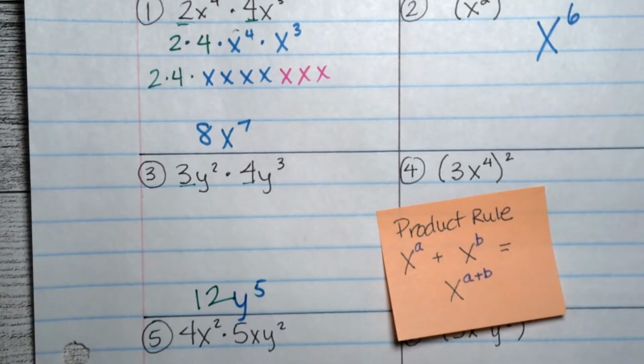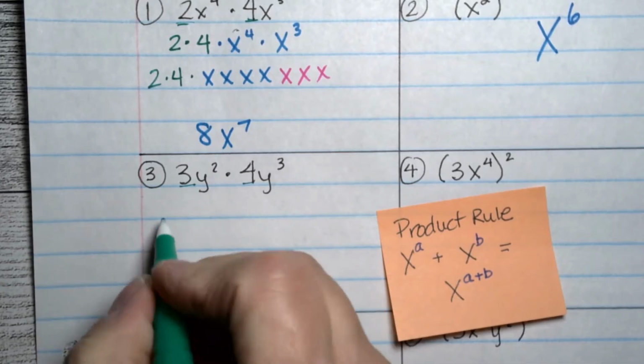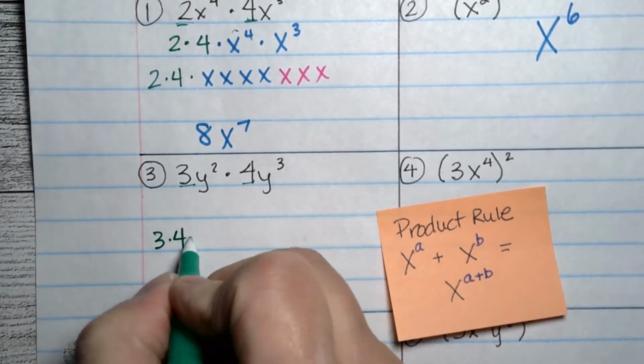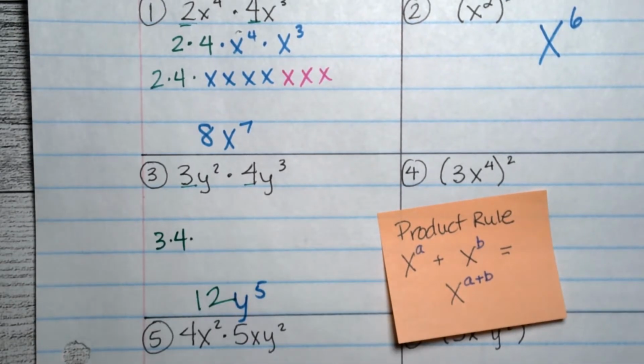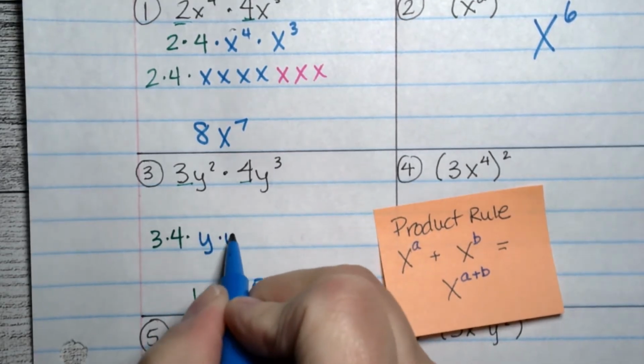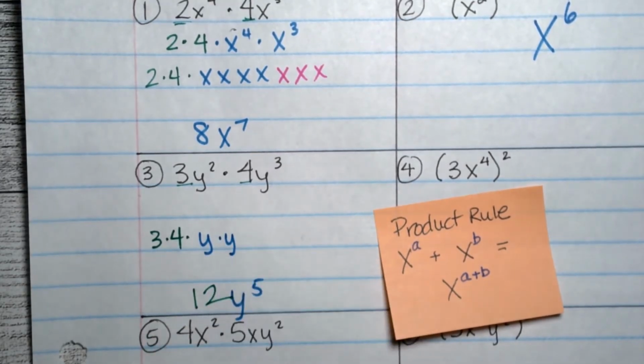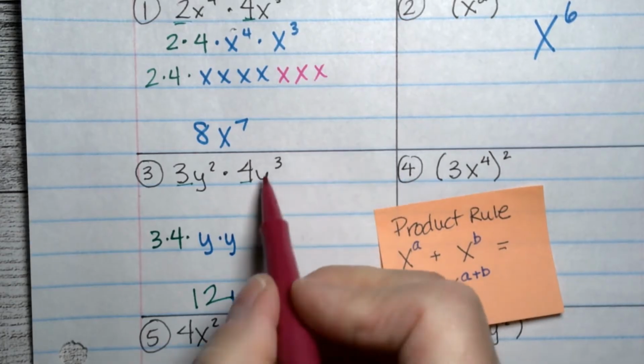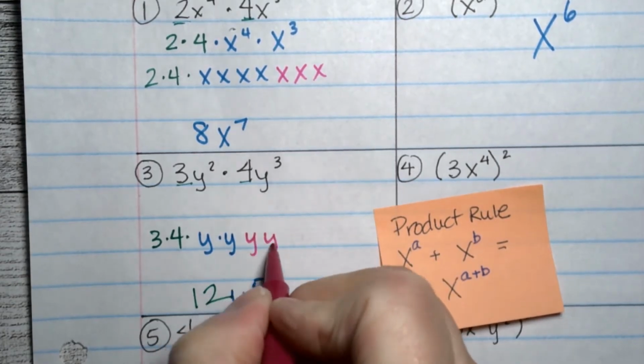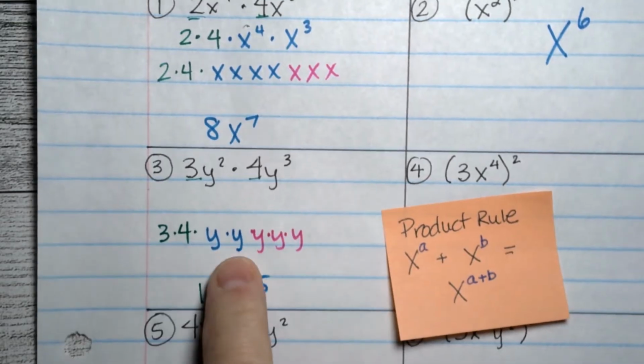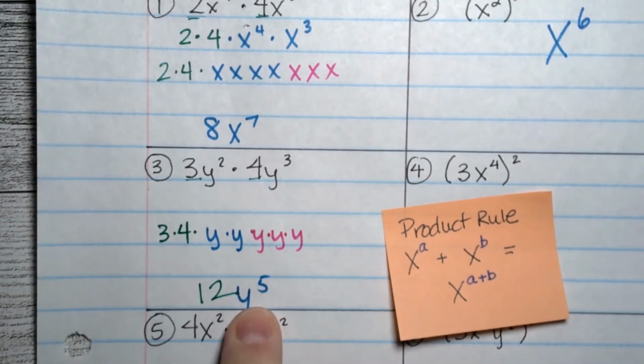If you needed to expand that, then it would look a little something like this. You would have 3 times 4, and then I have 2 y's multiplied together, and then I have 3 more y's right here. 1, 2, 3. This is all being multiplied. 1, 2, 3, 4, 5, y to the 5th.